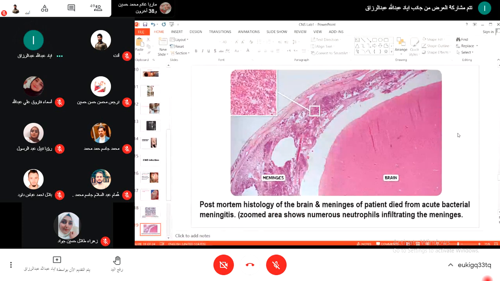This is another picture, a wonderful picture. This is a post-mortem histology. As I said, post-mortem means after death. This patient has bacterial meningitis. Notice this zoomed area; we zoomed into this region and saw a fold of neutrophils, indicating acute bacterial purulent suppurative meningitis. This is the brain and these are the meninges infiltrated by neutrophils.